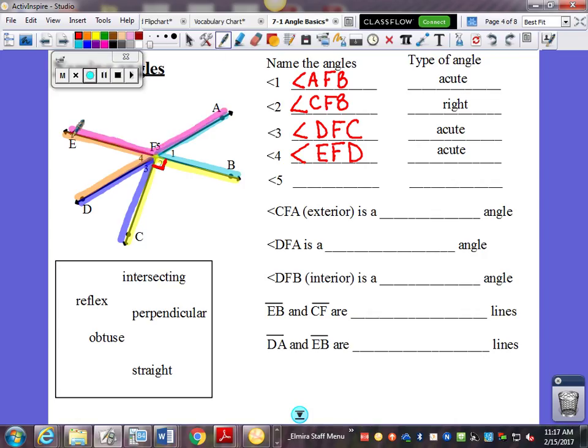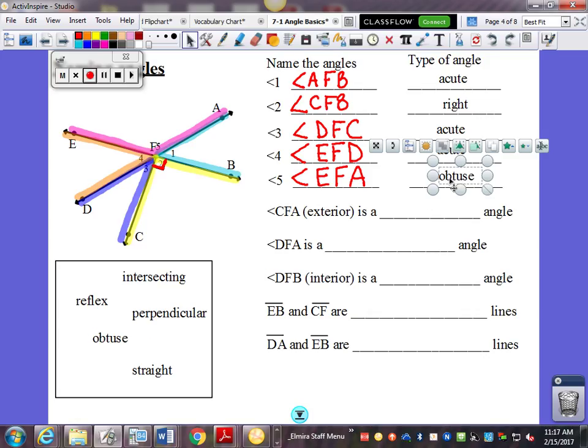Its 3 letters are EFA. Hey, just like this school used to be. EFA or AFE, either one. And that angle, boy, that's pretty wide open. That's going to be obtuse. All right, so let's practice. We have some more vocabulary words here.